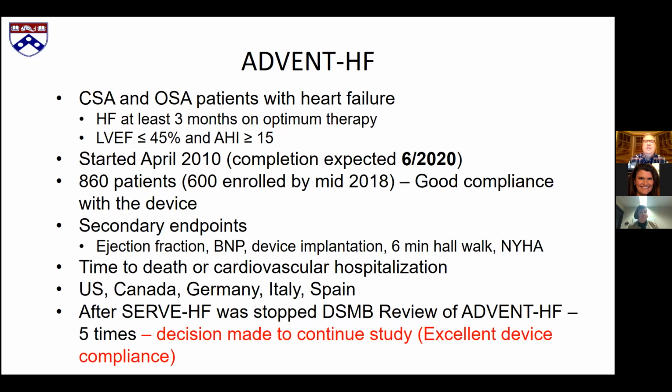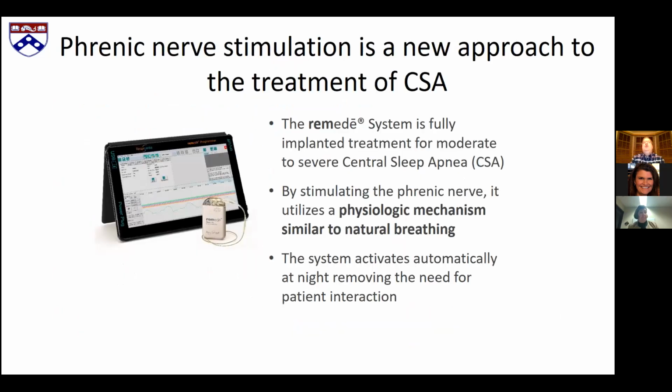And so, not to make a pun, but we're holding our breath to find out what the outcome is going to be from Advent-HF. So that brings us to the newest treatment for central sleep apnea, and that's the phrenic nerve stimulation. So this is a fully implanted treatment for moderate to severe central sleep apnea that actually stimulates the phrenic nerve, so it really restores physiologic breathing as opposed to positive pressure, which is not really physiologic breathing. And the system can activate automatically at night, so it's really a passive therapy. So unlike ASV or CPAP, the patient doesn't have to do anything like put on a mask or remember to bring it with them.